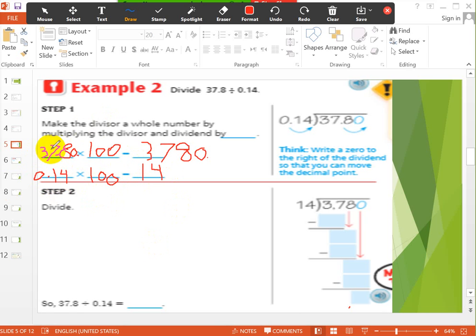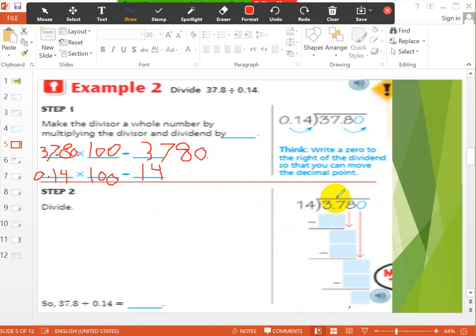Now what about this number? I can't choose another power of 10. I have to choose the same power of 10 in the dividend and the divisor. So here I will multiply it also by 100. But here I have no number next to the 8. So what do I have to do? I have to put 0. So the value of the digit will be 0. The decimal point will move 1, 2, so it will be right here. Look, the decimal point was here. 1, 2.